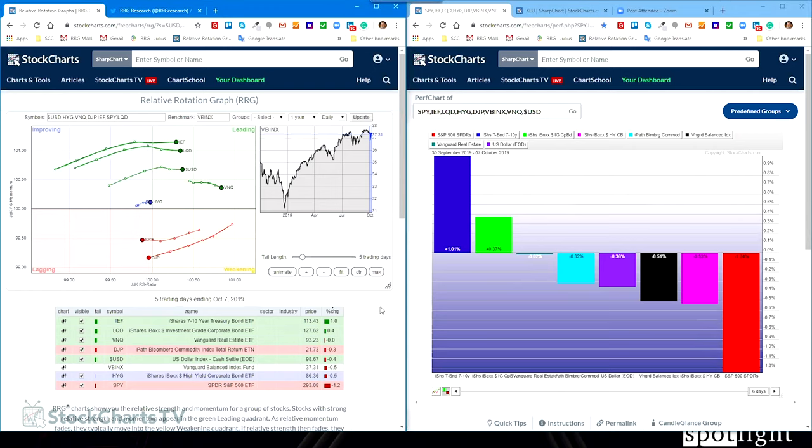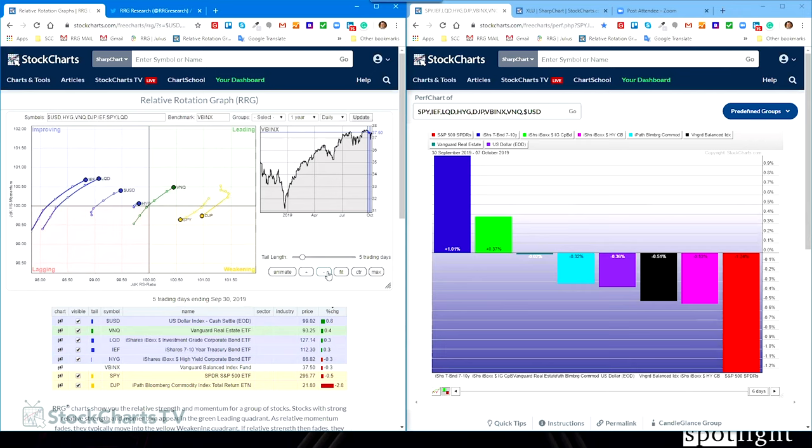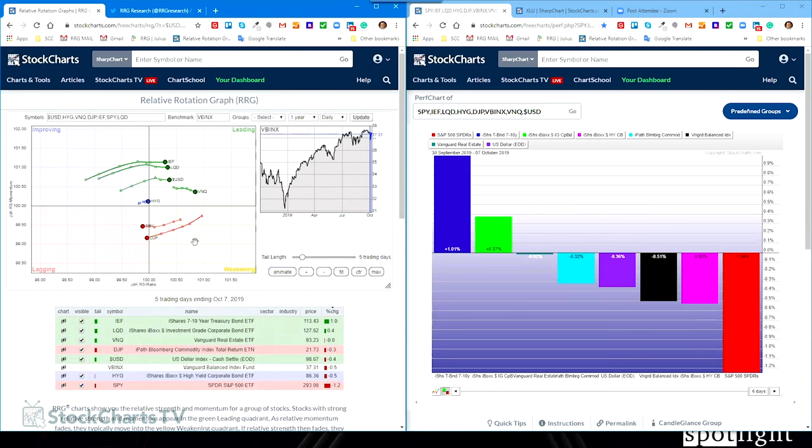If you want to see how that went during the last week, you simply scroll back 1, 2, 3, 4, 5 days on the RRG, and you'll see exactly how these asset classes have moved relative to our VBI NX benchmark. So last week when we were speaking, this was the picture that we were looking at, and then 1, 2, 3, 4, 5 days later, here we are. So you'll see a massive improvement for the fixed income related asset classes, and further weakening, I have to say, for SPY and commodities.